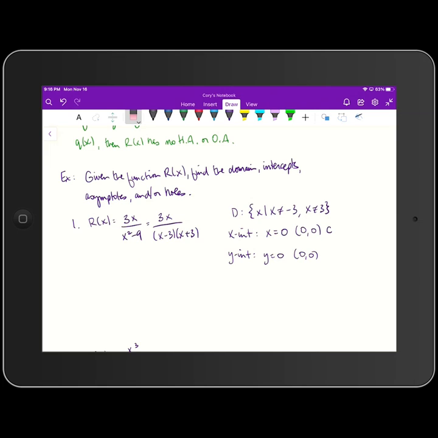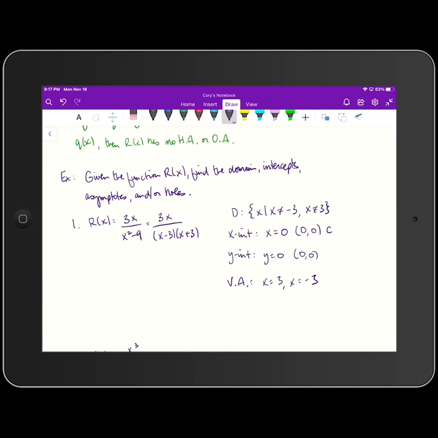Okay, let's do the asymptotes next. I'm going to do the vertical asymptotes first. So the vertical asymptotes for this function are going to be the zeros of the denominator in lowest terms. Our rational function is in lowest terms. The values that make our denominator 0 are x is equal to 3 and x is equal to negative 3. Again, we have to write the vertical asymptotes as the equation of a vertical line.